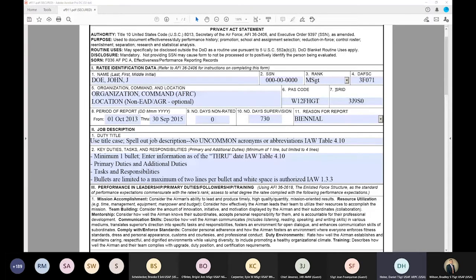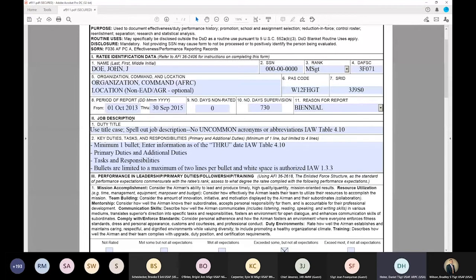And then the senior rater ID. This is going to be the ID that the senior rater for that unit holds. So if the member's a part of a squadron, the senior rater ID will most likely be the wing commander's ID number. Each senior rater has their own ID, and that should be added to the Air Force Form 911.